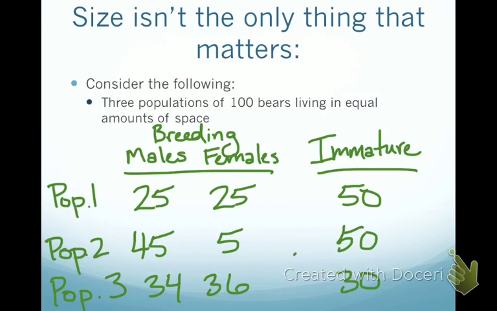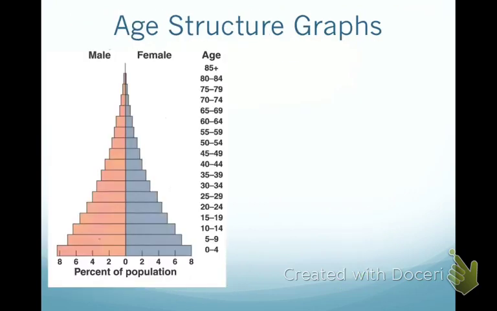So could you argue which of these populations is the healthiest? It's kind of a complicated picture. You might have some debate between 1 and 3. And so when we consider these sorts of problems, we use a graphic called the age structure graph, or sometimes it's called a population pyramid, but it looks like this.